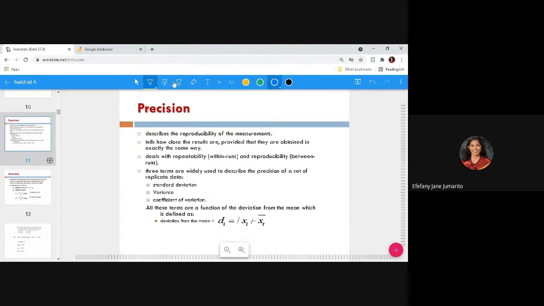When we say that our data is precise, what does it mean? We have Swan, Francis Grace. It tells how close the results are, provided that they are obtained in exactly the same way, ma'am. Okay, it tells how close to each other. That's precision. What about accuracy?